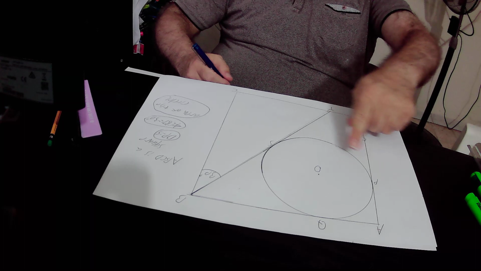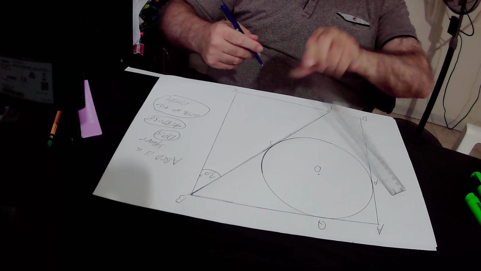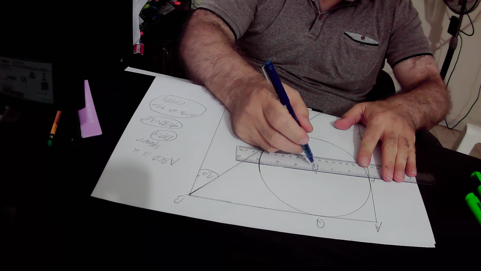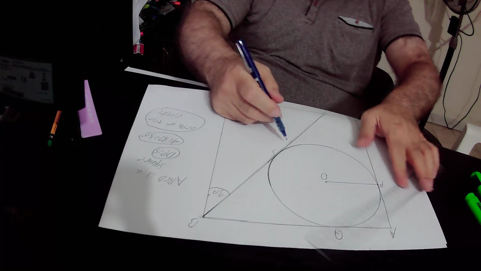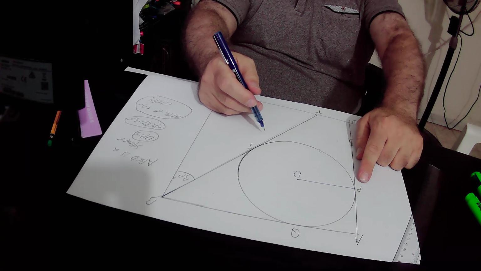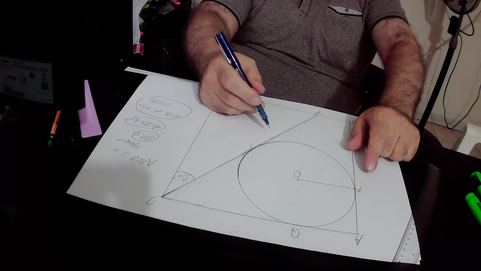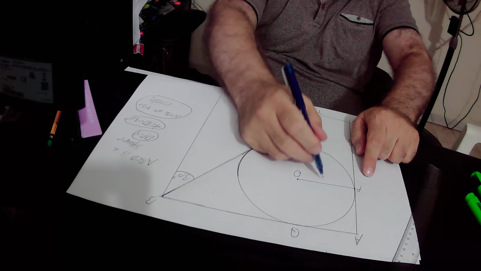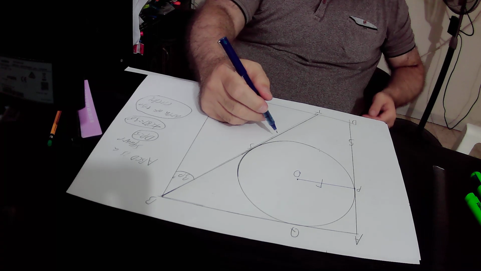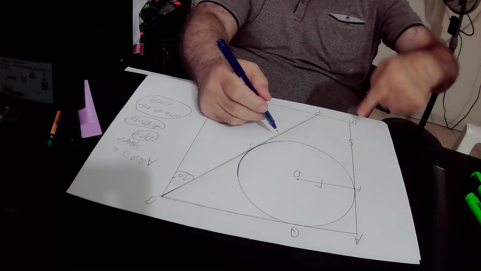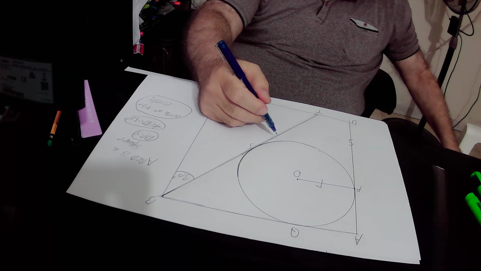We join points O and P together by a straight line. Point O is the center of the circle, point P is a point on the circle itself, therefore OP is the radius of the circle that we define as R. And we have side D is tangent to the circle at point P. Point P is the point of tangency.